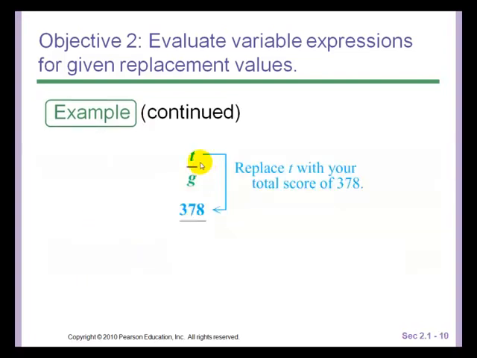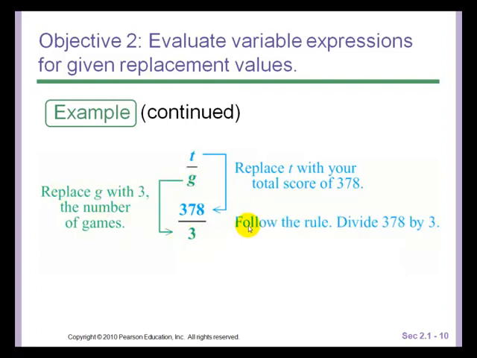In this case, t, which was your total score, was 378. So you replace t with 378. g was the number of games, and we bowled 3 games, so you replace it with 3. And now we follow the rule and divide 378 by 3 and get 126. Again, this is done through long division.